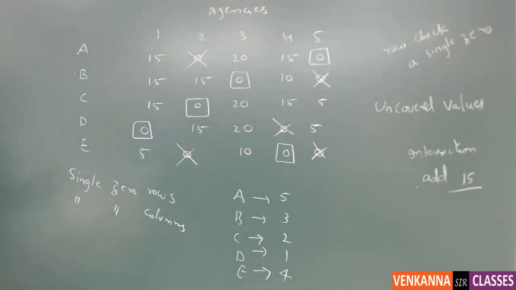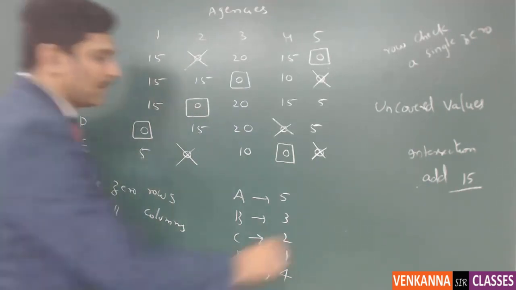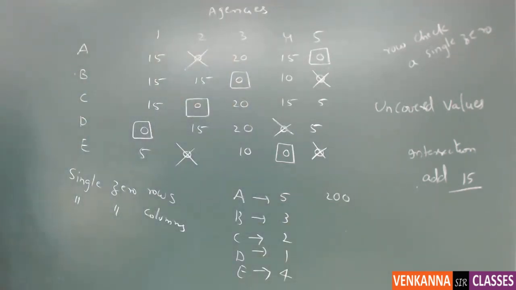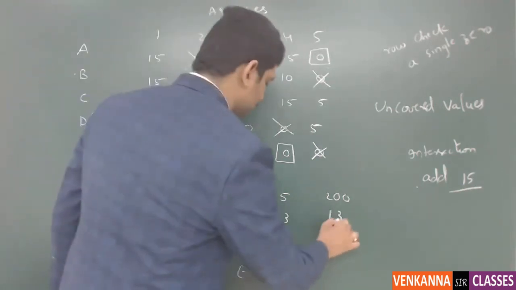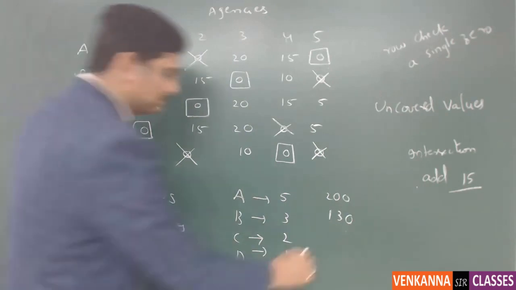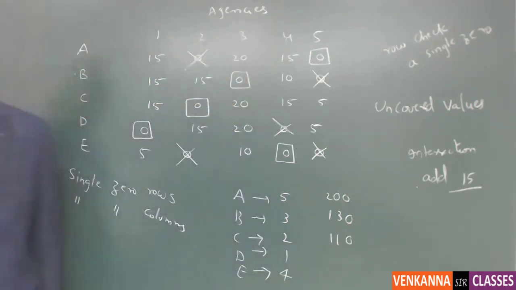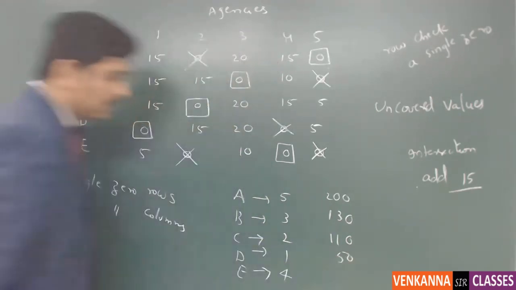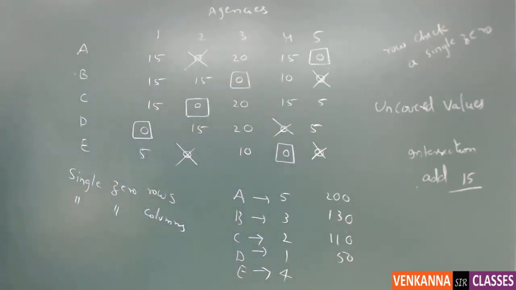And how will the values be taken? The values will be taken from the actual matrix given in the problem. So if you go to the first table given there, for A and 5, the value is 200. For B and 3, the value is 130. For C and 2, the value is 110. For D and 1, the value is 50. And for E to 4, the value is 80.